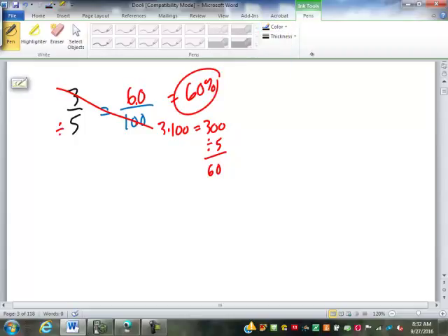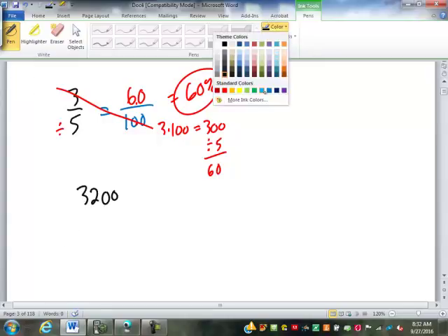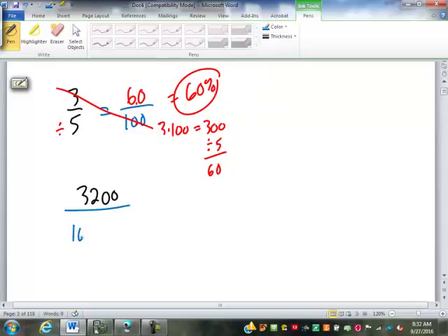We talked a little bit about benchmarks. If we had 3,200, if I wanted to find 10% of 3,200, that's 320. 1% would be 32. And we could actually construct a lot of our percents just from those benchmarks.